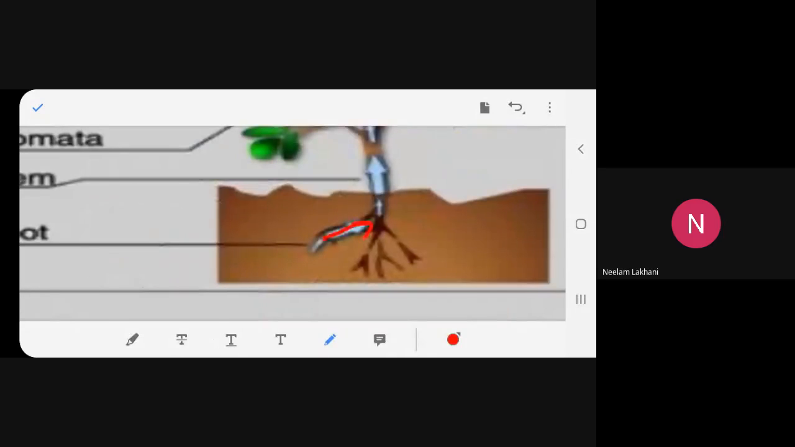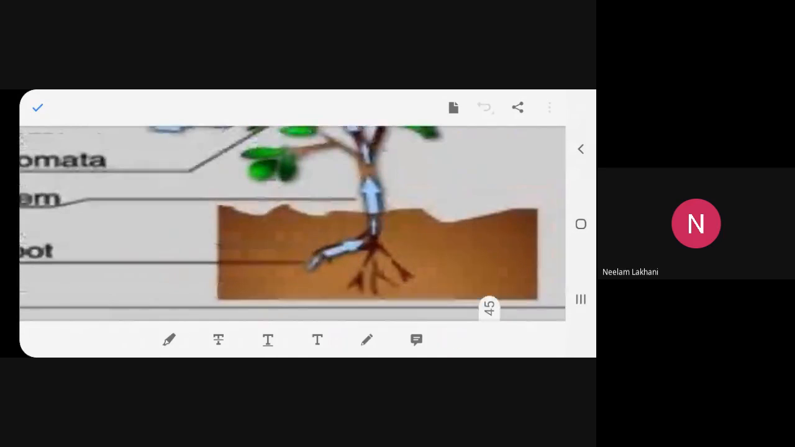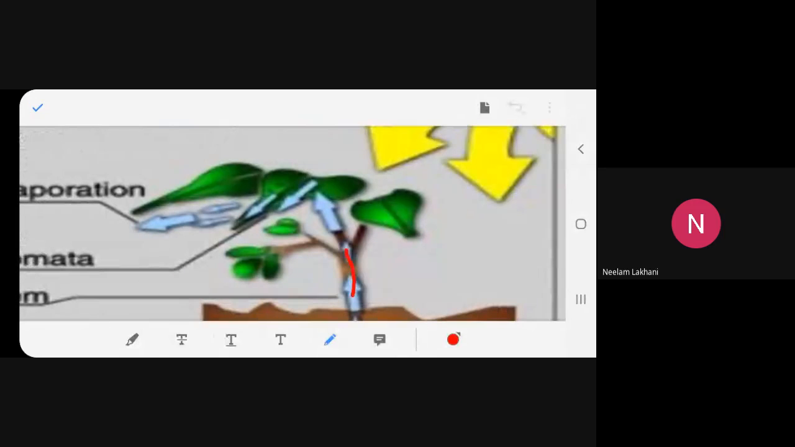The water and minerals are going up. Let me show you more. Again, it is going up. See, water is going up, and the water is coming out in the atmosphere. You can see this water. The water is leaving the leaf, and it is getting mixed with the atmosphere. Any problem? No, ma'am.